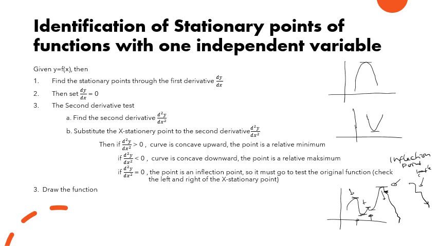And instead of drawing all the points, we can find only the stationary points, the important ones, and then just draw that. Okay, right. So now we go to how to draw that if the function depends on one independent variable. So first of all, we need to find the stationary points through the first derivative, right?